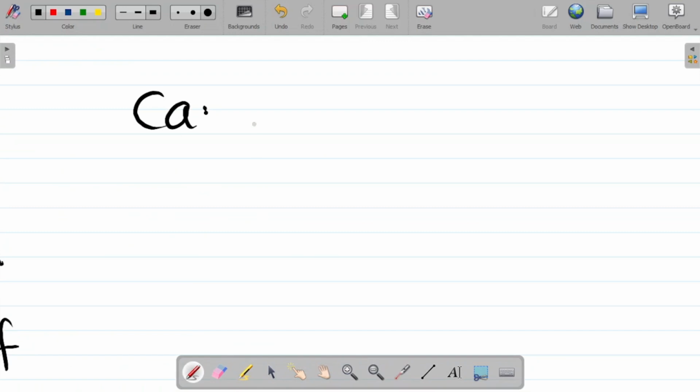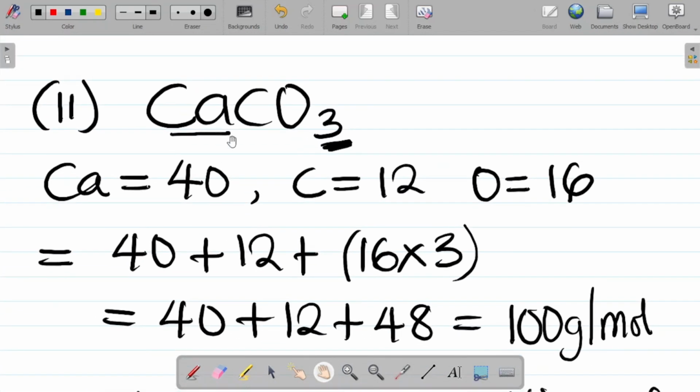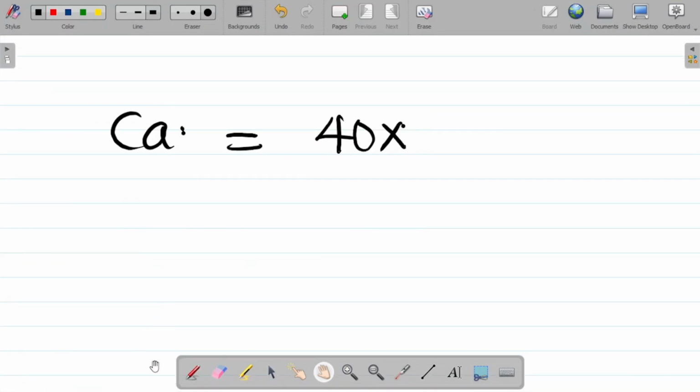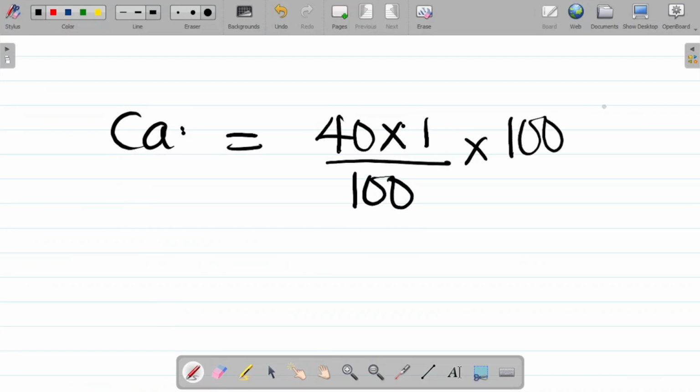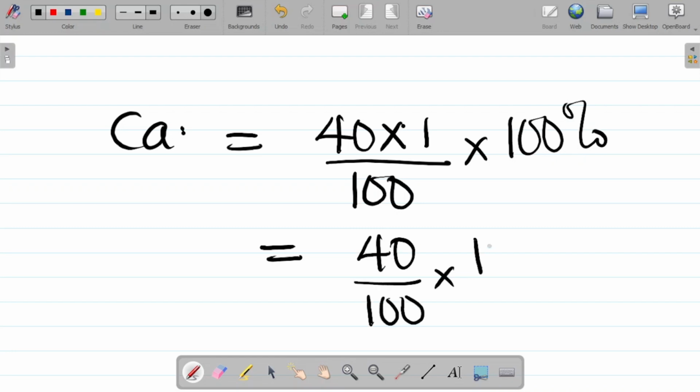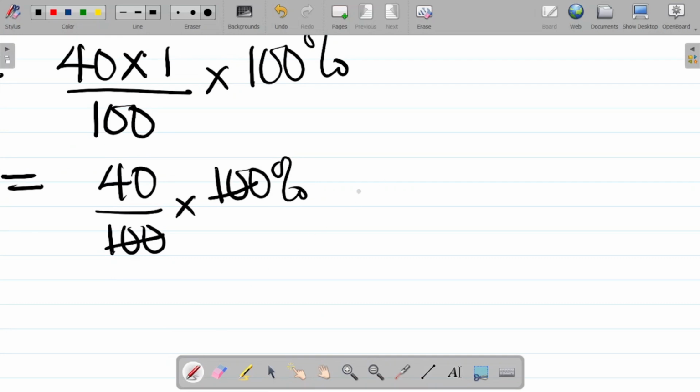It would have been equal to the mass of calcium, which is 40, times the number of atoms of calcium. If you look at this compound here, you have just one calcium. So that becomes this times 1 all over the molar mass of the compound, which we got as 100 gram per mole, times 100%, and that's equal to 40 times 1 is 40 all over 100 times 100%. This can easily cancel this, or you can just multiply if you want to, as we did before. This will give you about 40%.